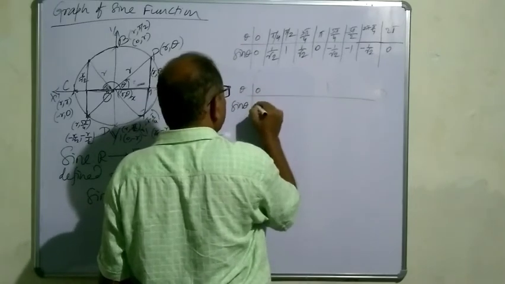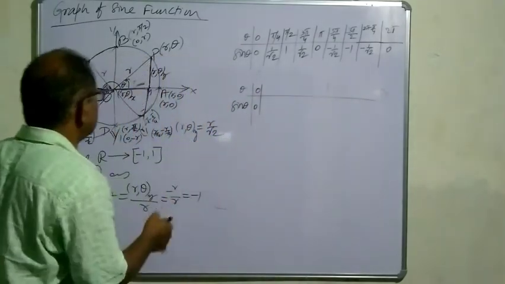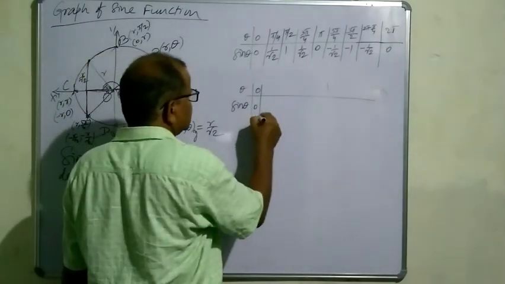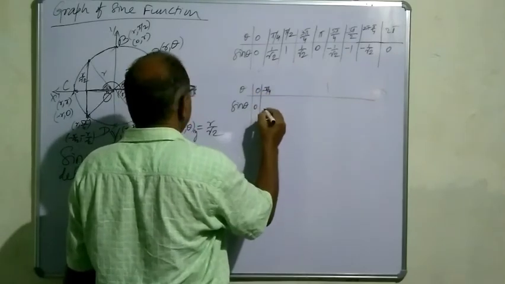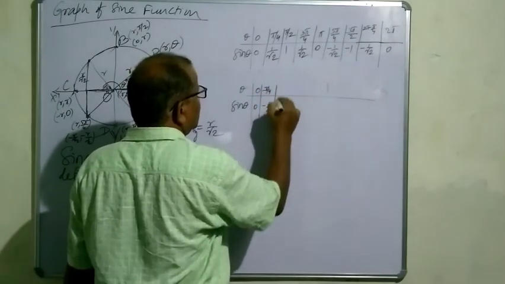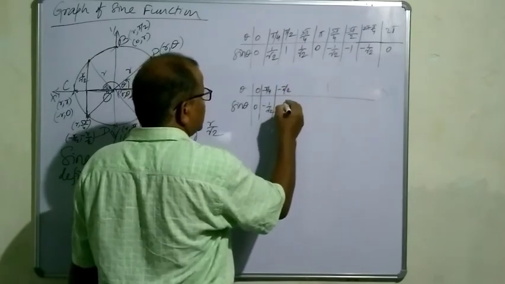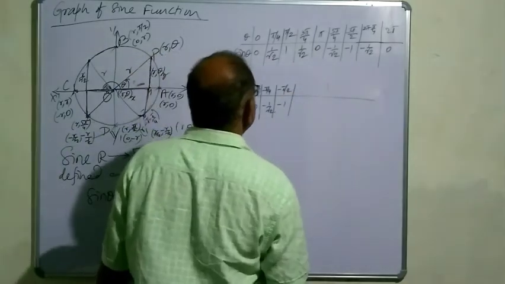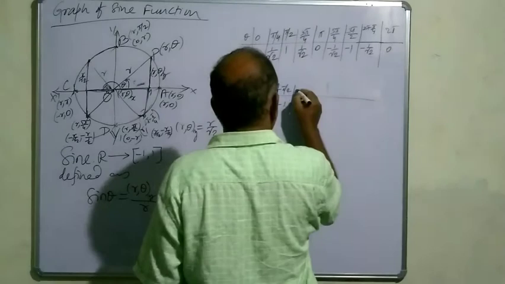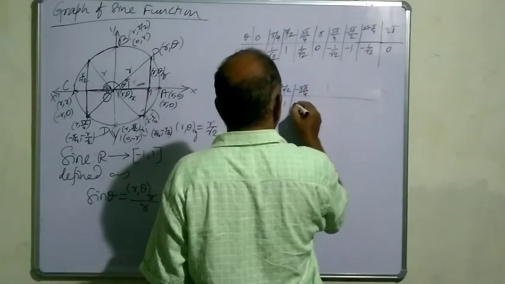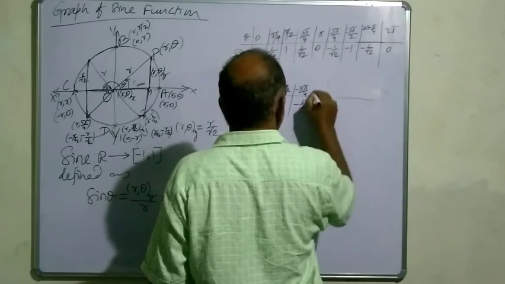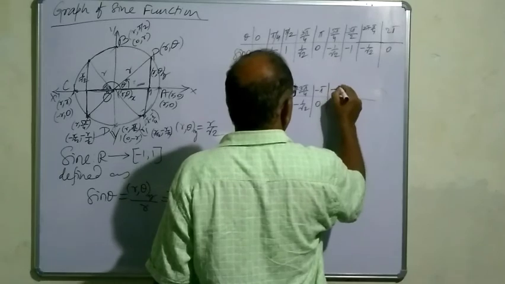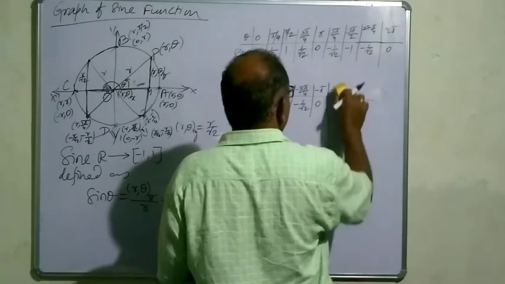Suppose we will move in the negative direction, that is clockwise. If this angle is 0, it will reach here. That means at minus pi by 4, it will be minus 1 by root 2. And at minus pi by 2, it will be minus 1. And at minus 3 pi by 4, it is minus 1 by root 2. Then at minus pi, it will be 0.